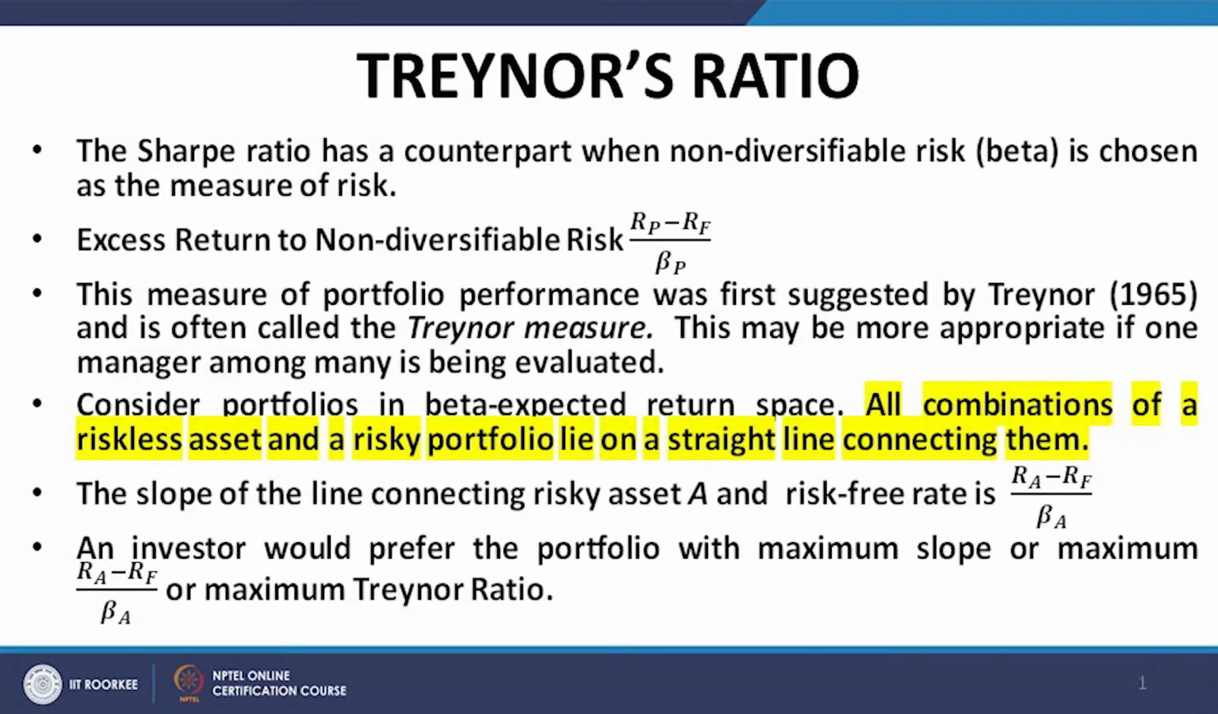So, that being the case, an investor would prefer the portfolio with the maximum slope or the maximum value of R A minus R F upon beta A, or maximized Treynor's ratio.